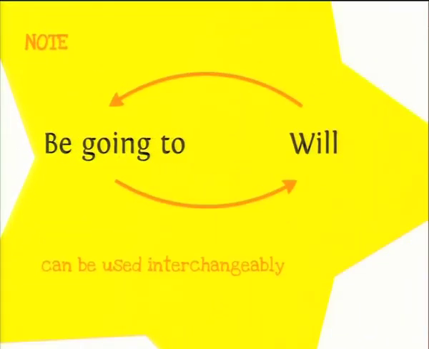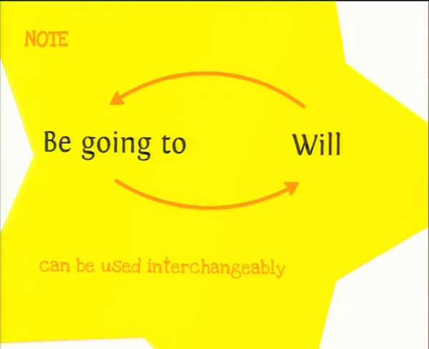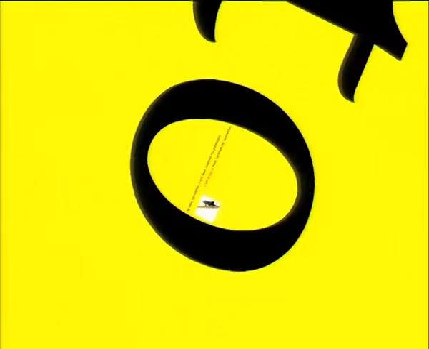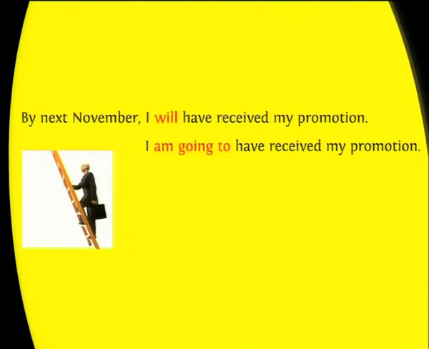Note that to create the future perfect, those 2 forms can be used interchangeably. For example, you can say, by next November, I will have received my promotion. But you can also say, by next November, I am going to have received my promotion.